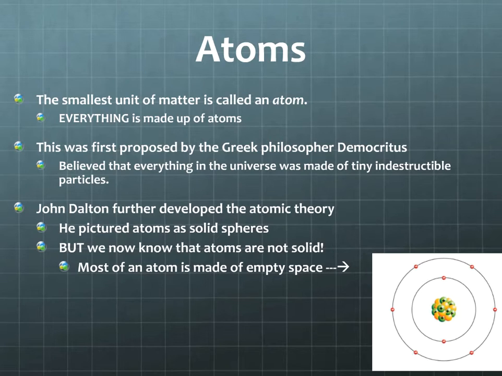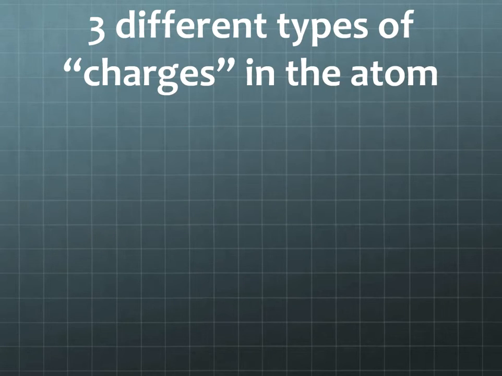However, he pictured them as solid spheres. They are, in fact, not solid spheres. We now know that it is actually made up of mostly empty space. So there is a picture again to the right of the atom, and you can see all of that empty space. There are three different types of charges within the atom from each of the distinct parts. There is part of the atom that has a positive charge, a part that has a negative charge, and a part that has a neutral charge.